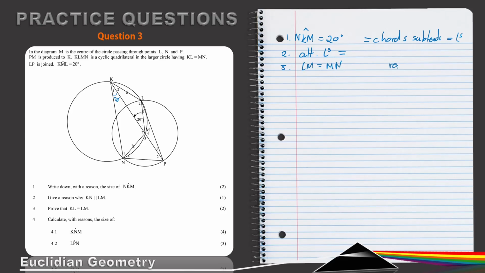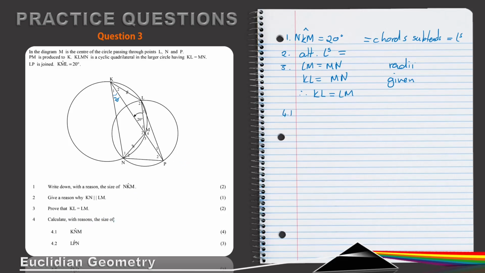Okay, so to write that down, I'm going to start and say that LM is equal to MN, and that is the radii. But we also know that KL is equal to MN because it was given. And therefore, if both LM is equal to MN and KL equal to MN, therefore KL is equal to LM.